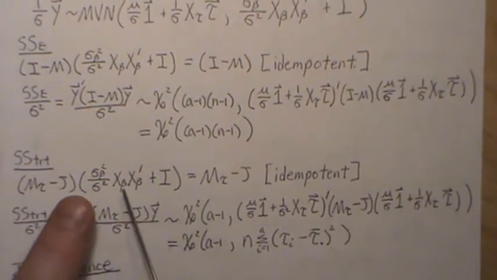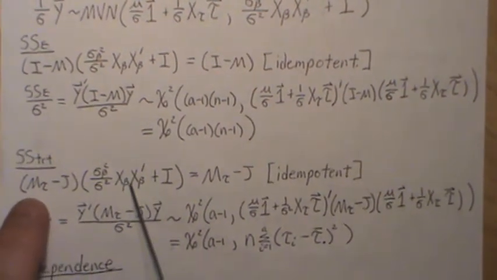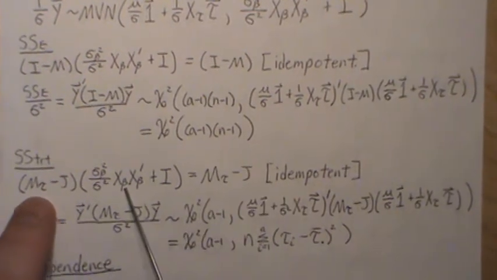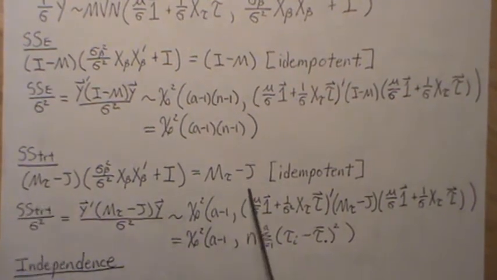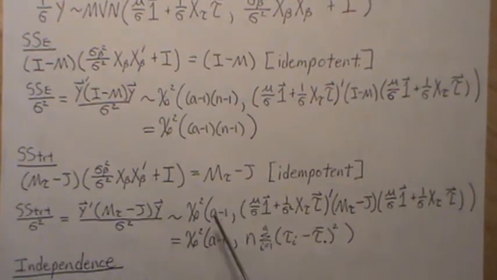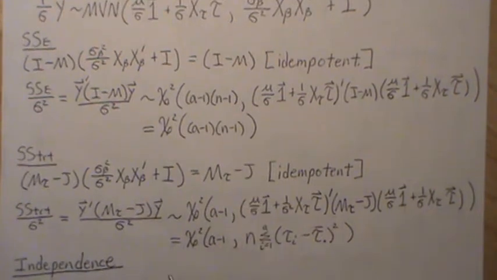So this times this, we get 0, similar to an argument we used up there. And then this times I, you just get it back. And m tau minus j is idempotent. So that part of the theorem holds.